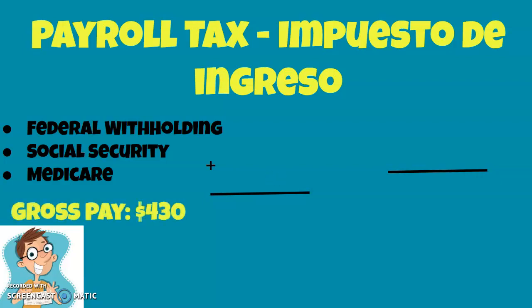So let's say gross pay. Gross pay is what you earn. Let's say I work and I earn $430. So, yo trabajo y yo gano $430. Pero antes de que mi patrón me pague a mí los $430, me tiene que deducir el impuesto de ingreso. Before my boss gives me my money, before they give me $430, he has to deduct payroll tax. That means he's going to take it away because he's got to send it to the government.